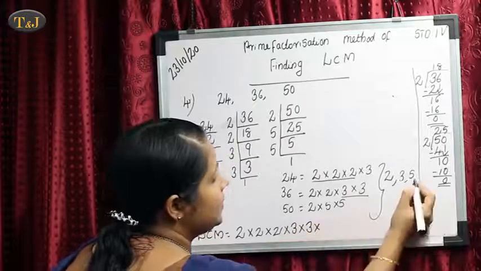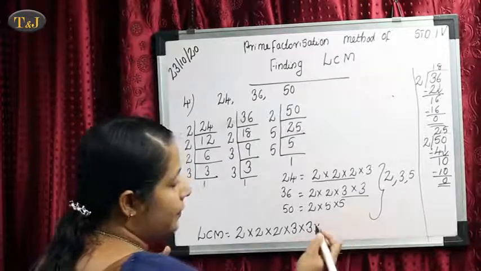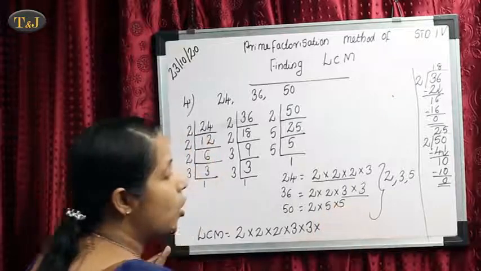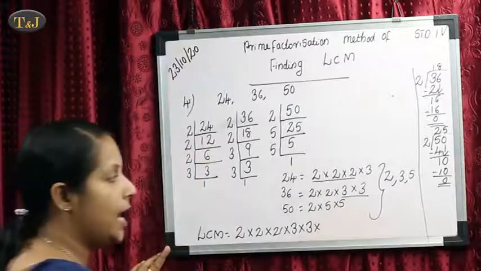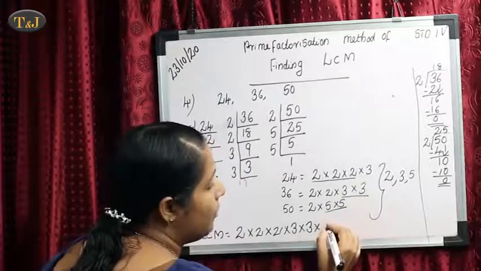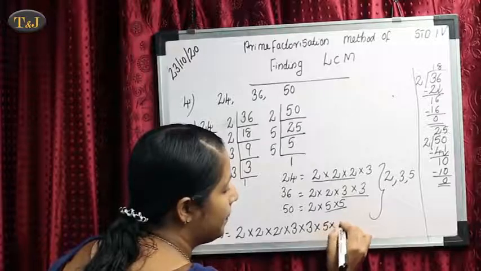Then our next prime number is 5. Here only 50 includes that prime number 5. Here 5 is repeated how many times? 2 times. So we select the maximum number of 5s, which is 2 times. So we write 2 times 5.